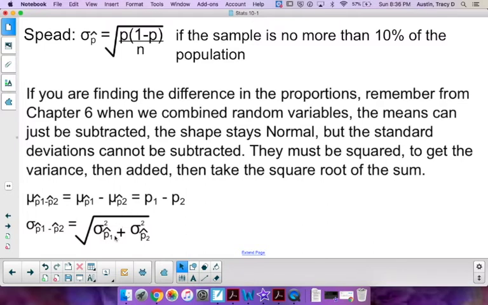Okay? So take this formula right here, P1 minus P divided by N, and imagine that you've got P1 and P2 because you've now got two proportions, and N1 and N2 because you have two samples. One sample from one population, another sample from another, and you're going to do both of these up underneath one big square root, right? And then you're going to add them together.